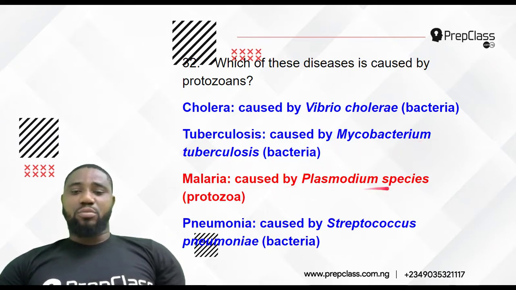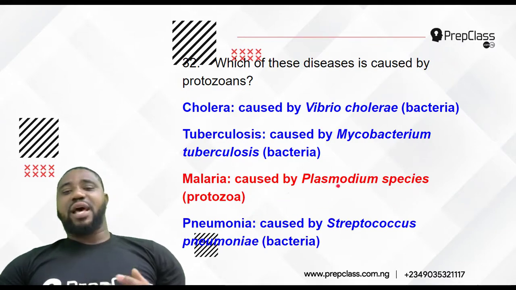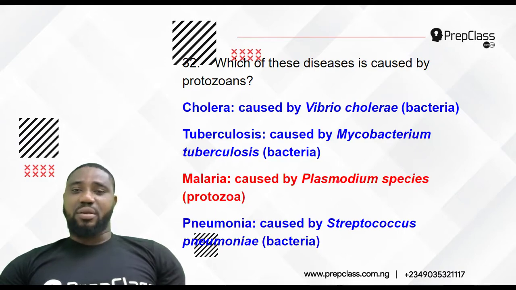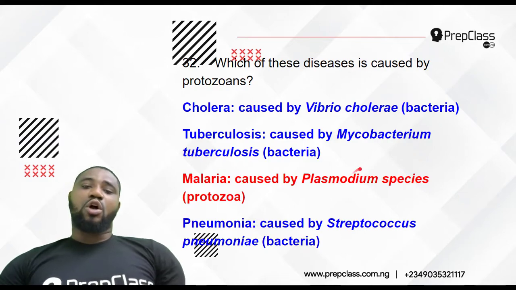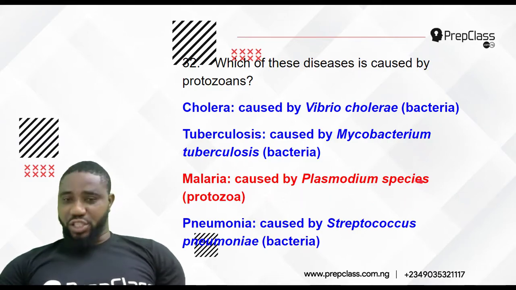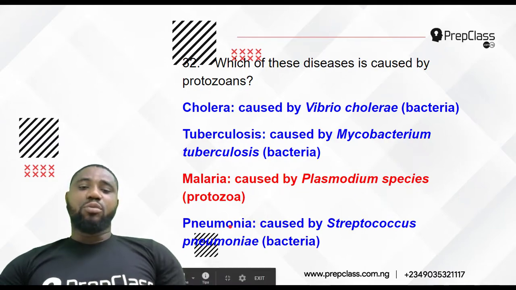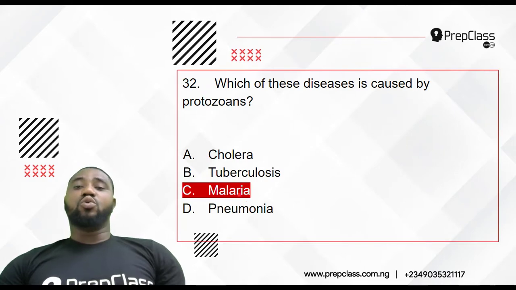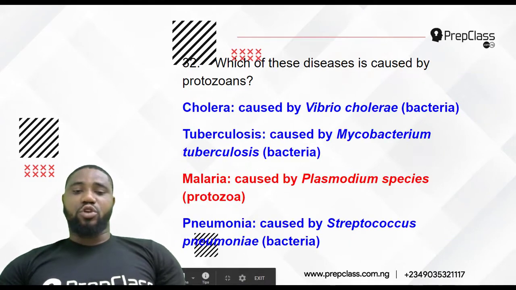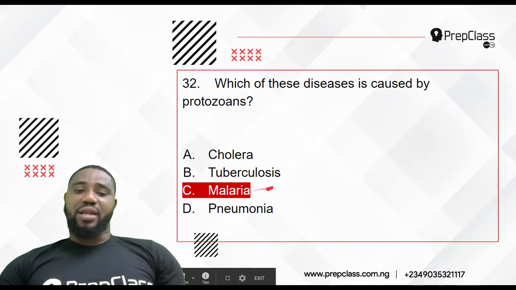Malaria is caused by Plasmodium species, which is a protozoa. We have Plasmodium vivax, Plasmodium falciparum, and Plasmodium malariae. Those are the three protozoa that can cause malaria. I don't want to be listing three of them, so I just said Plasmodium species. Pneumonia is caused by Streptococcus pneumoniae, also a bacteria. So all of them are caused by bacteria, except malaria, which is caused by Plasmodium, a protozoa. So your correct answer is malaria.